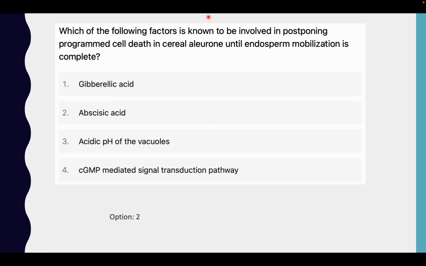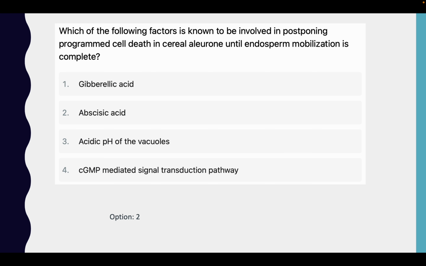Okay. So it is abscisic acid. Let me explain. Abscisic acid is the factor that postpones programmed cell death in the cereal aleurone layer until endosperm mobilization is complete. As we all know, ABA is a hormone that slows down the process of aleurone cell death. Aleurone cells are viable in mature grain but undergo programmed cell death when germination is triggered. Cell death in barley aleurone occurs when cells become highly vacuolated and lose plasma membrane integrity.